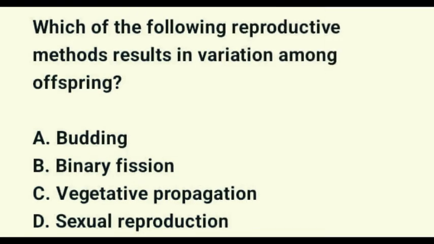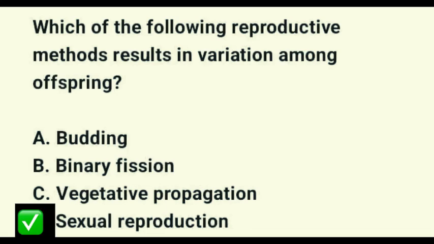The next question says, which of the following reproductive methods results in variation among offspring? A, budding. B, binary fission. C, vegetative propagation. And D, sexual reproduction. The correct option here is option D, sexual reproduction.